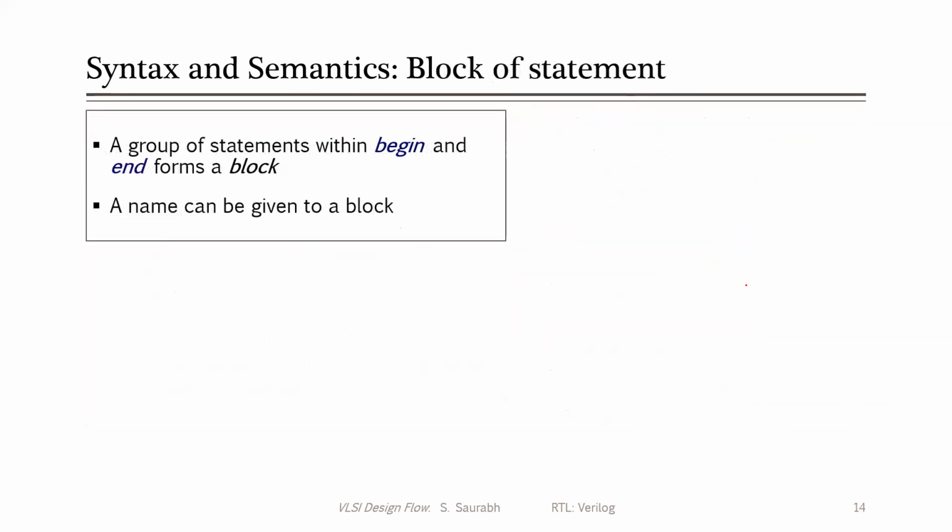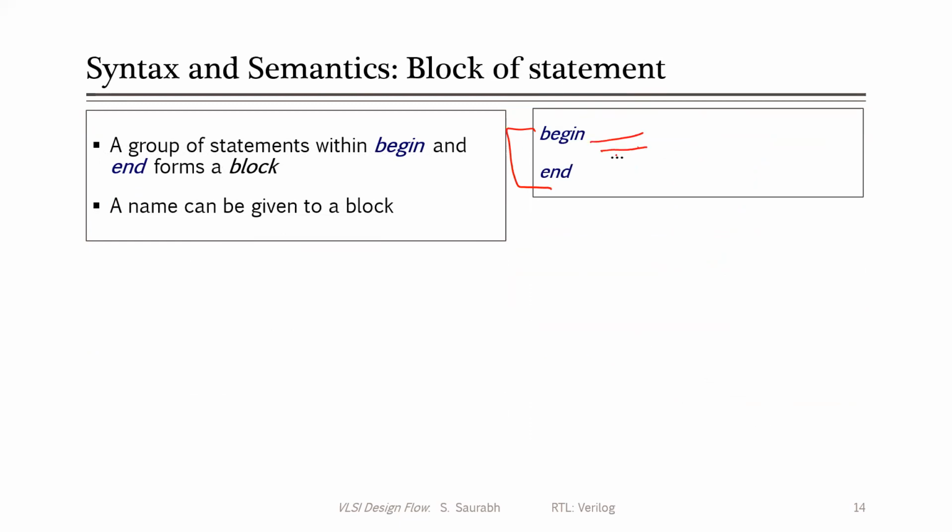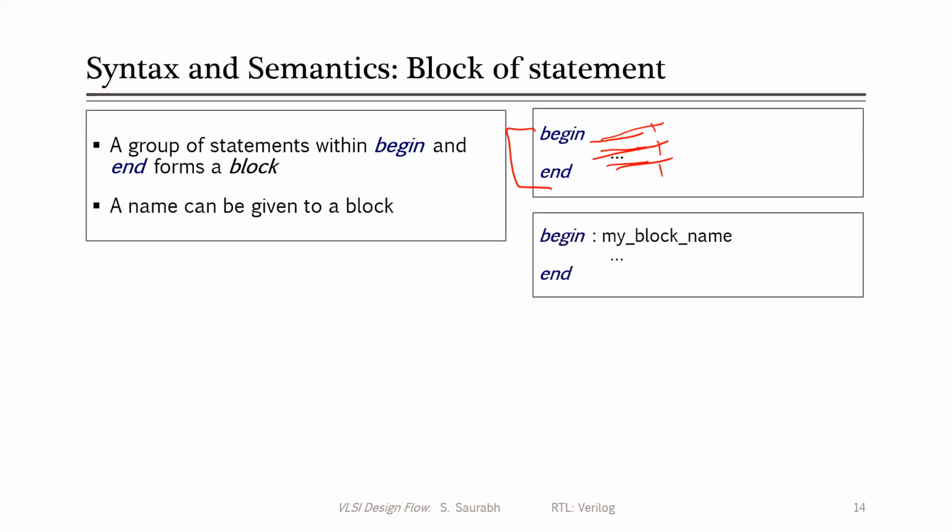In Verilog you have a group of statements which are executed together, and you put them inside begin and end. This is known as a block. Whatever you write inside this begin and end is executed sequentially. These are procedural statements, and this block you can also give a name.